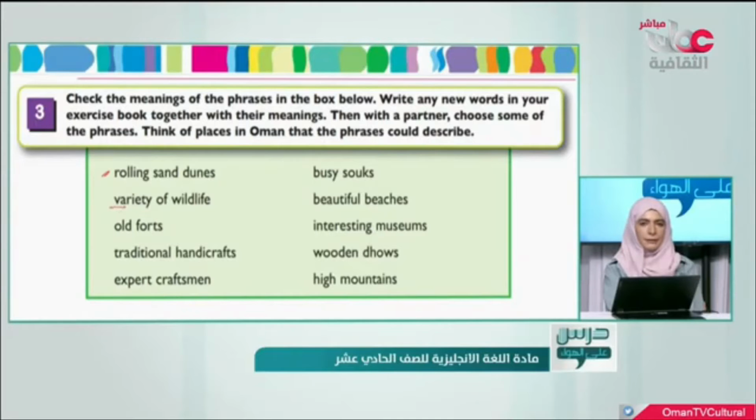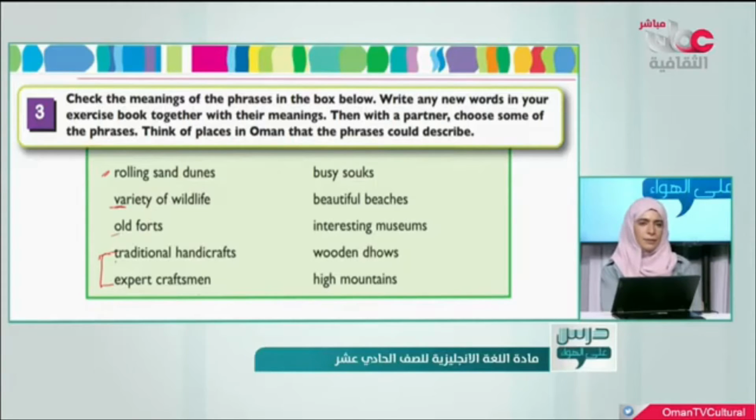Variety of wildlife. This phrase represents different ideas about natural animals, natural creatures. We have a variety of wildlife, like for example, we have turtles, we have leopards, we have tigers and such things. Old forts, and you know that old forts are so common in our country. We have so many examples, like Rustaq Fort, Ibri Fort, castles, and different things. Traditional handicrafts talks about things which are made by hand, like pottery, jewelry, making silver or gold, and such things.